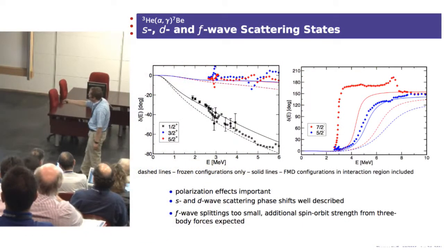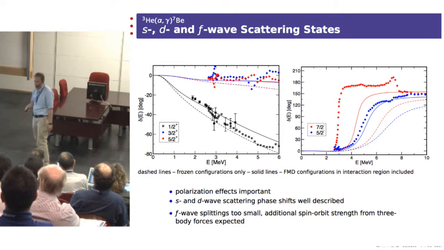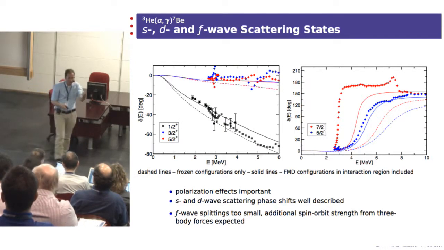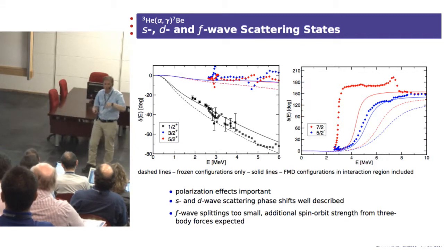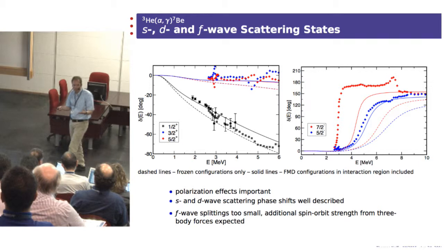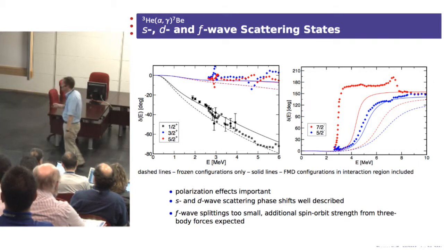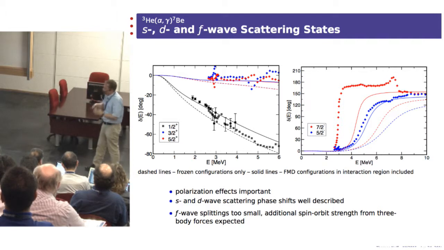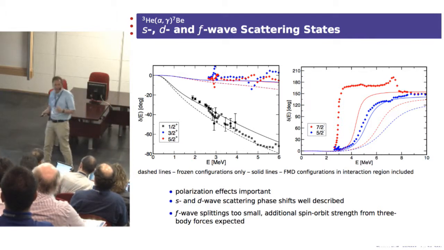so the 5/2 minus comes out more or less, but what we see is that the splitting between the 5/2 minus and the 7/2 minus is too small. This is an indication that this two-body interaction is lacking some spin-orbit strength. We know that the Fujita-Miyazawa term in the three-body force, for example, will give you additional spin-orbit strength. Later for the carbon-12, I haven't included the three-body force yet, so I will do a modification of the spin-orbit force by hand.